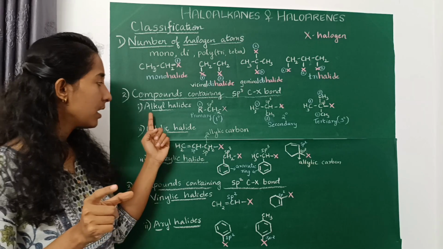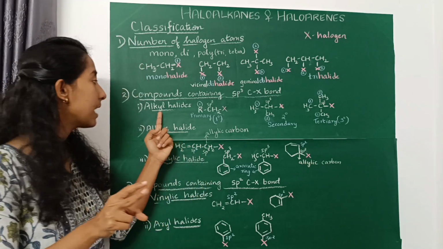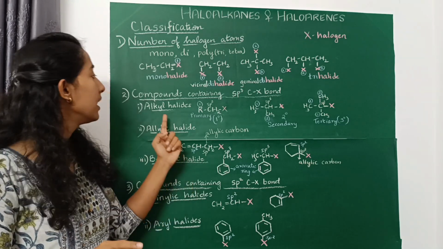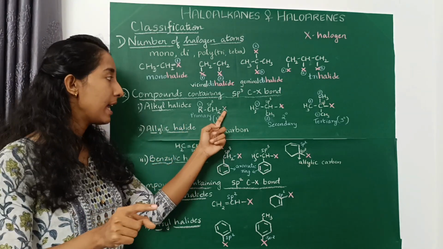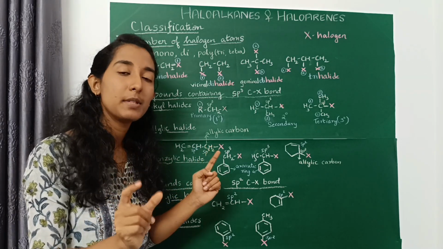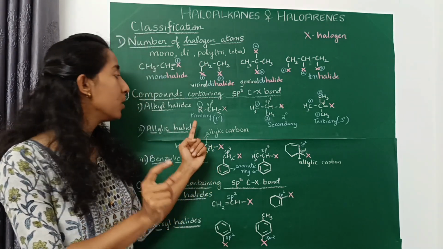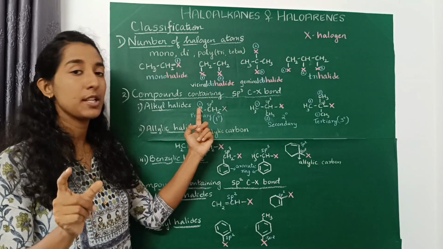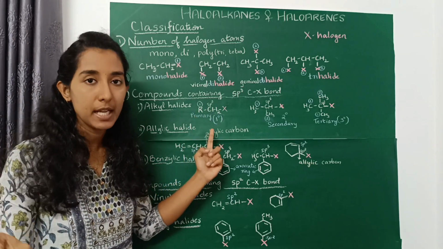In this case, you have alkyl halide, allylic halide, and then benzylic halide. In alkyl halide, the halogen is attached to a primary carbon atom. A primary carbon atom is a carbon attached to only one carbon. So in this case, we call it a primary. This halogen is attached to a carbon, which is in turn attached to one carbon atom, so we call it a primary.